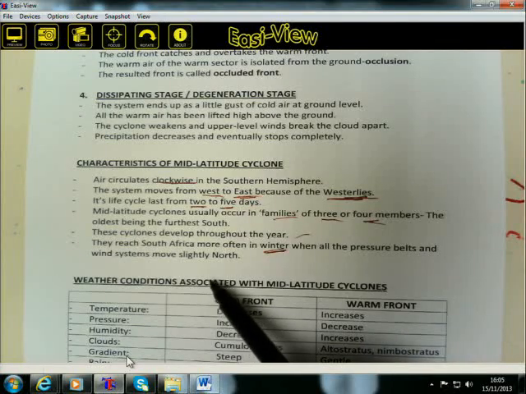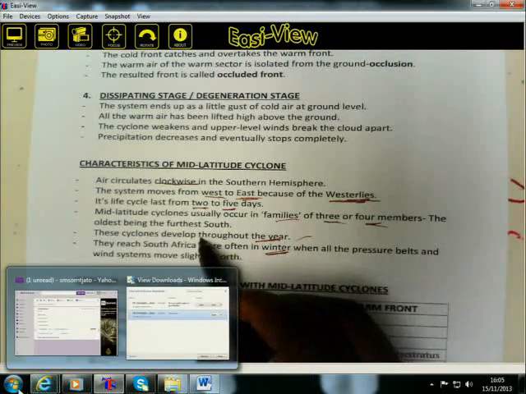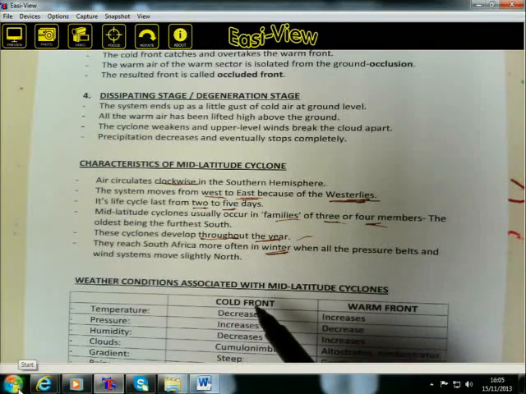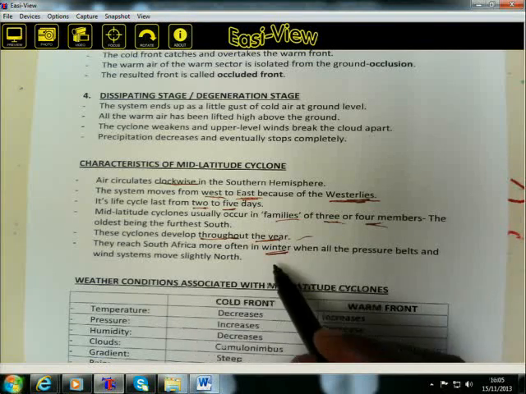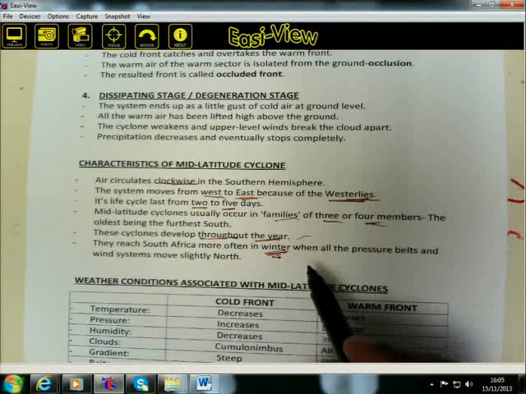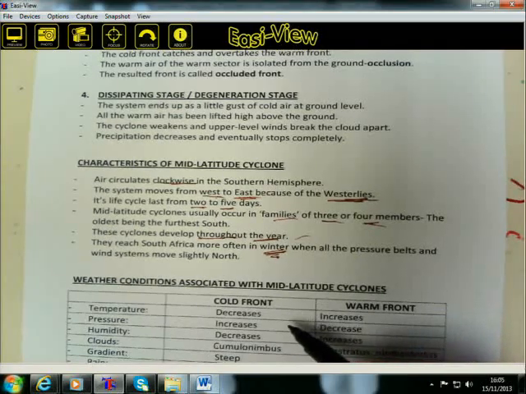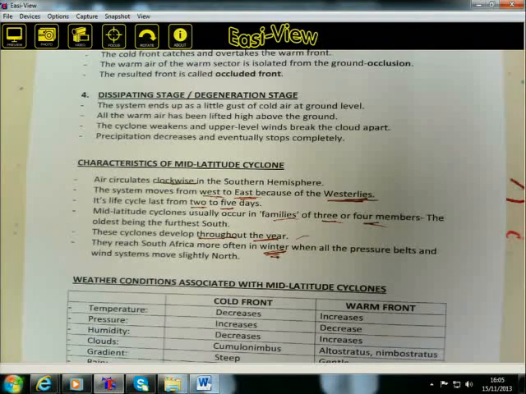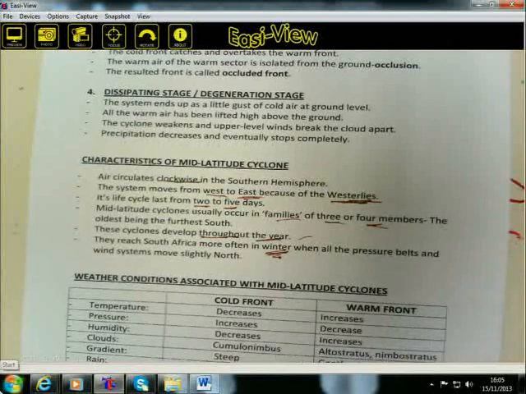Now, these cyclones develop throughout the year. We need to note that the mid-latitude cyclones develop throughout the year. They also reach South Africa more often in winter. The reason being that all the belts and the systems move slightly to the north in winter. That is why we are being affected by the mid-latitude cyclone.